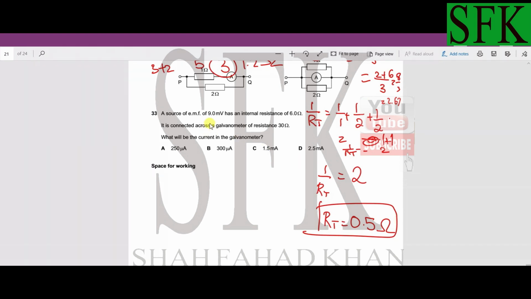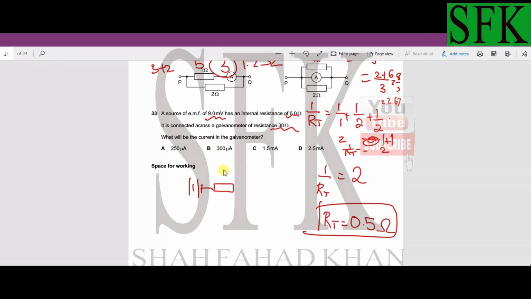It says that the source EMF is 9 millivolts and the internal resistance is 6 ohms. It is connected across a galvanometer of this much resistance. What is the current in the galvanometer? In other terms, they are just asking us the current, and all the resistance values and the EMF are given. For such questions, it is always easy to draw a circuit diagram first.